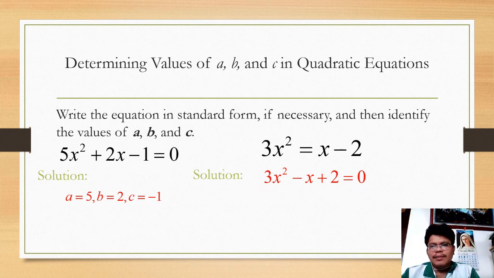Meaning, we're going to apply the addition property of equality. Add both sides by negative x. And then after that, you're going to simplify. And then the next is add both sides by positive 2. Or simply transfer x and negative 2 to the left. Now, what is the value of a, b, c? The value of a, of course, is 3. The value of b is negative 1. And the value of c equals 2.